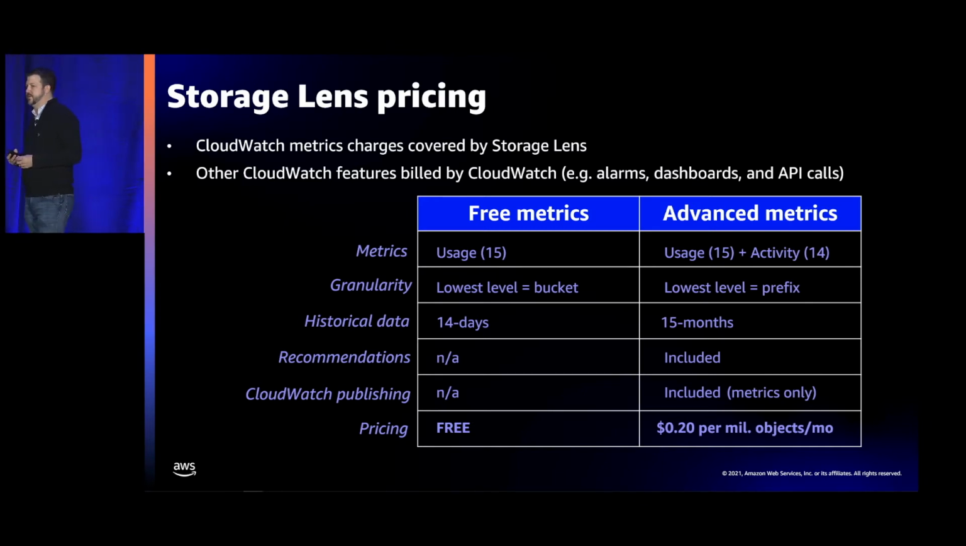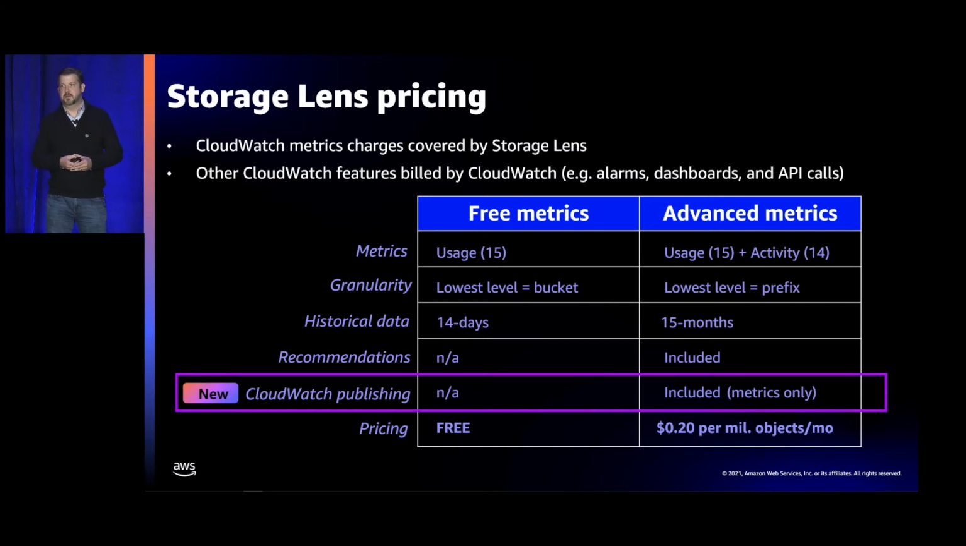And then if you have chosen to upgrade to the advanced version, you get a whole bunch more capabilities. You get 29 total metrics, which includes the activity metrics, and you get deeper granularity down to prefix level, significantly more historical data going back 15 months, which is really great for being able to chart out and do trending on your data for longer term. And then you also have the recommendations built into this tier, as well as the new CloudWatch publishing option. And all this comes for 20 cents per million objects per month.